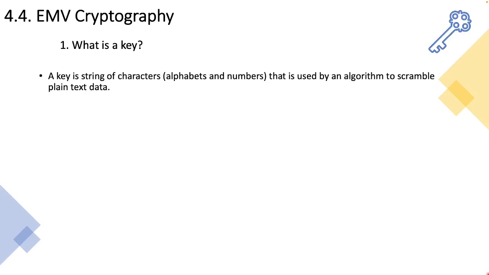Okay, so let's look at the very first concept that we need to discuss under cryptography. Very basic. What is a key? A key is a string of characters, a string of data made up of alphabets and numbers. And this is used by an algorithm to scramble plain text data.